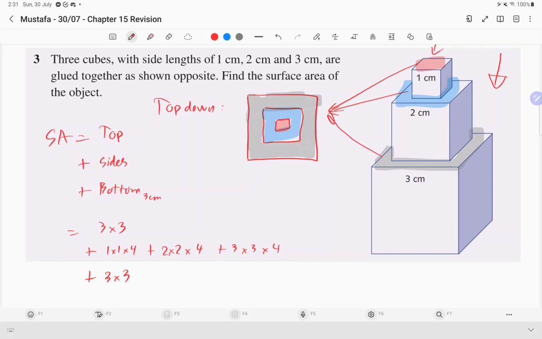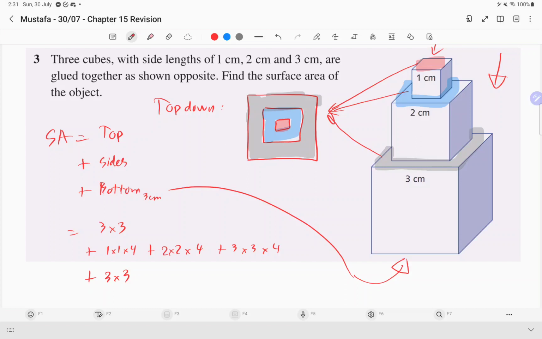Is the bottom like the one underneath the big cube? Yeah, that's right. It's this one here. So why don't you do the bottom of the other cubes? Because you can't see them. Like the top cube is sitting on the next one, so you can't see that. So it's not counted as part of the surface area. It's hidden.